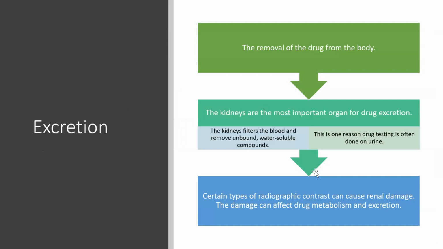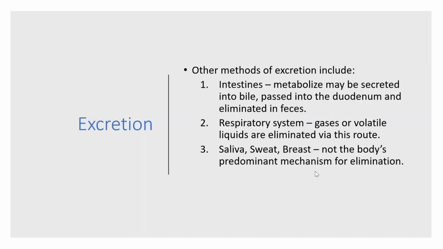Excretion, the removal of the drug from the body. The kidneys are the most important organ for drug excretion. The kidneys filter the blood and remove the unbound, insoluble compounds. This is one reason drug testing is often done in the urine. So they usually do a urine test because the kidneys filter out the drug. Certain types of radiologic contrast can cause renal damage. The damage can affect the drug metabolism and excretion, okay? So there's some diabetic medication that does interact with the kidneys and with adding in the contrast can put them in kidney failure. So we have to be real careful, okay?